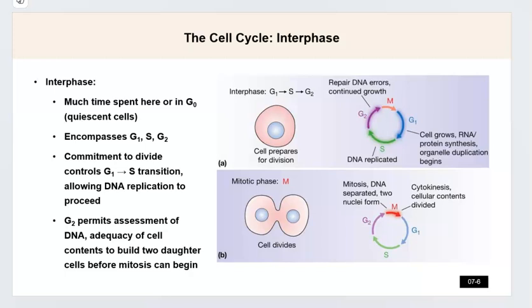Following the completion of G2, the cell has reached a critical size. It has doubled its internal contents, replicated, and checked its DNA. Now it's ready to divide. So if you were to say, what happens at the end of interphase? It would be that now the cell has doubled in size and it is now ready to divide. So you have to have G2 complete before we can begin M phase, which is the mitosis phase.